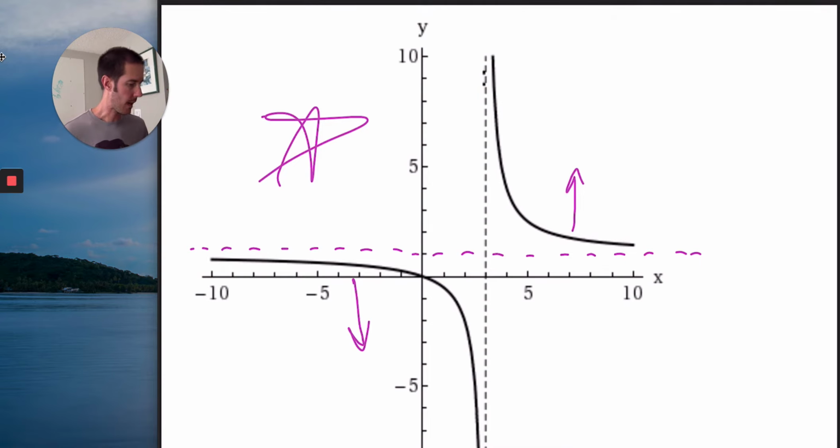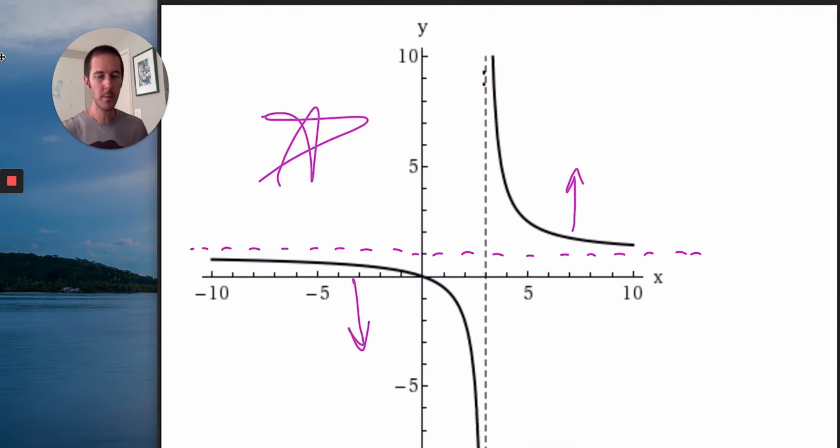What else could we look at? Slant asymptote. We don't have to consider a slant asymptote in this equation because in a rational equation the only time you're going to have a slant asymptote is if the degree of your numerator is 1 larger than the degree of your denominator. But that's not the case here. Our degrees were the same.